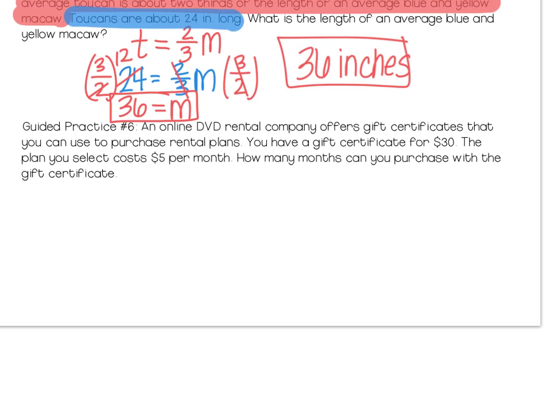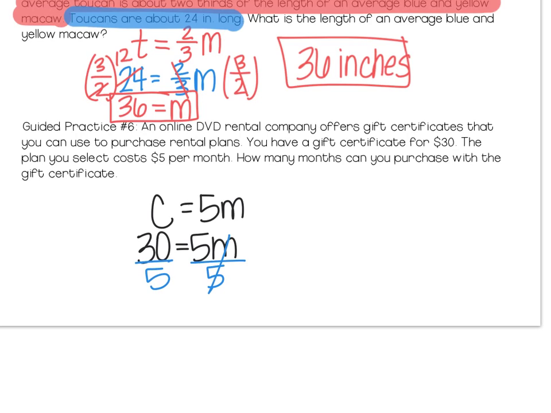Alright, so your equation is going to be $5 per month equals your cost. They want you to spend $30 because that's what your gift certificate is. So 30 is going to be your cost. How do I solve for M? I'm going to divide both sides by 5, and I get M equals 6.